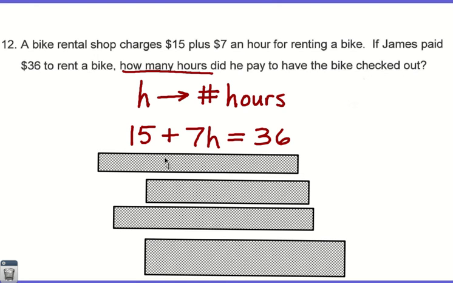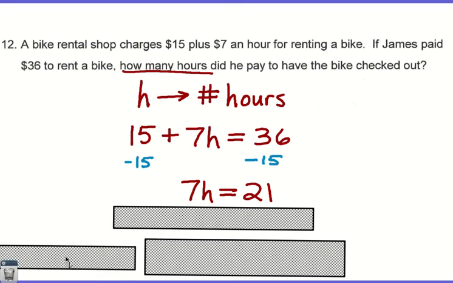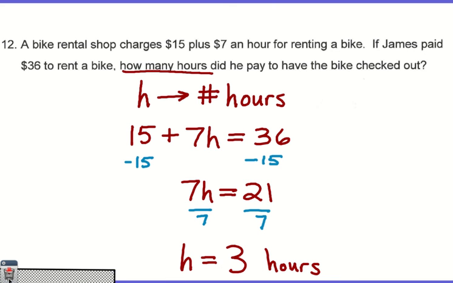And then from there you just work on solving for h, getting h by itself by subtracting 15 from both sides and then dividing both sides by 7 in that order to get a final answer of 3 hours.